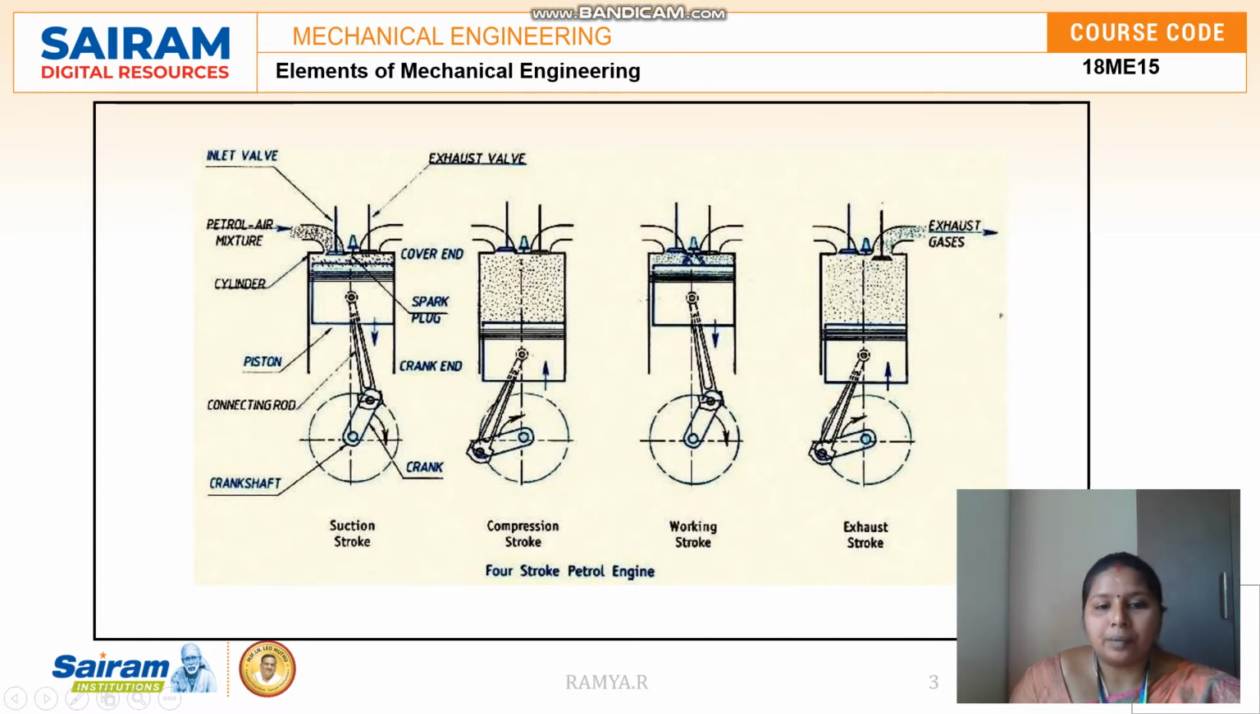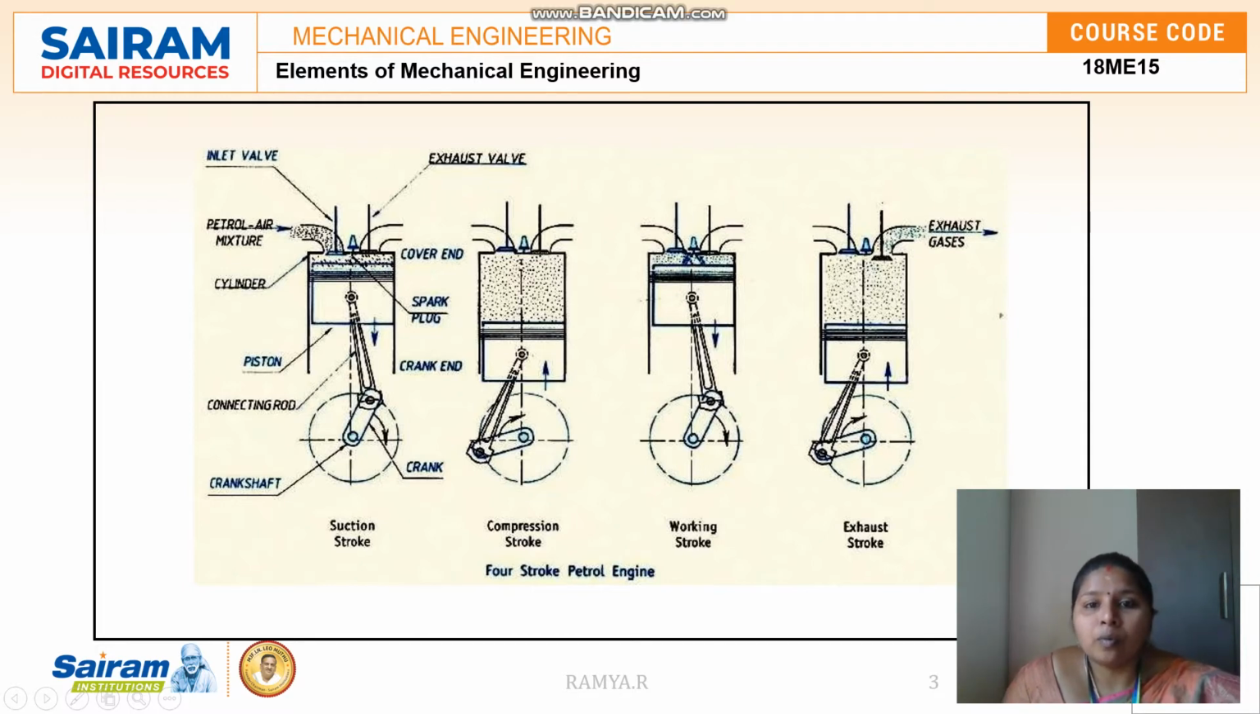and the crankshaft also makes a rotation. Next is the compression stroke, where both the inlet valve and exhaust valve will be closed, and the starting position of the piston will be at the bottom dead center. It starts from bottom dead center and moves towards the top dead center. While it is moving, it creates some compression in the mixture.